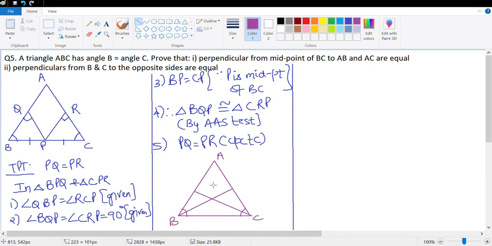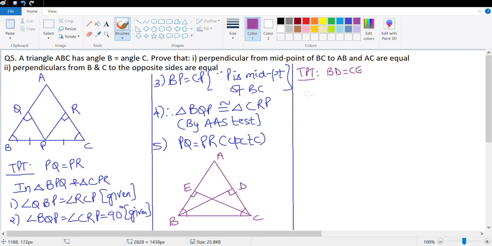So what we have drawn is a perpendicular from B onto AC and from C onto AB. Let's name this point D. Let's name this point E. What we have to prove now is that these perpendiculars are equal, which means BD is equal to CE.